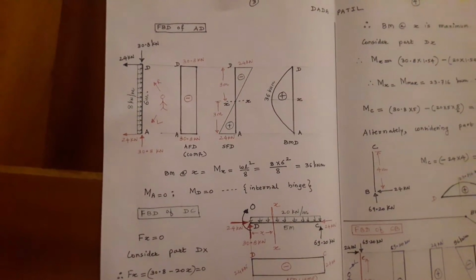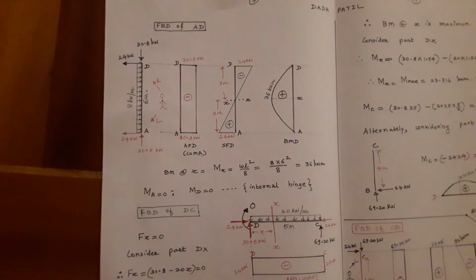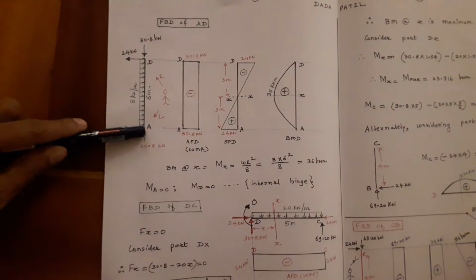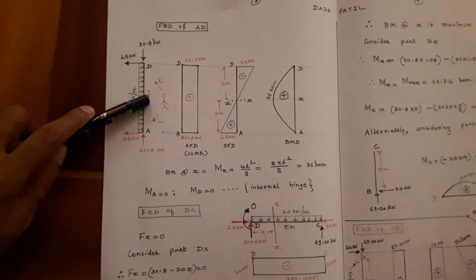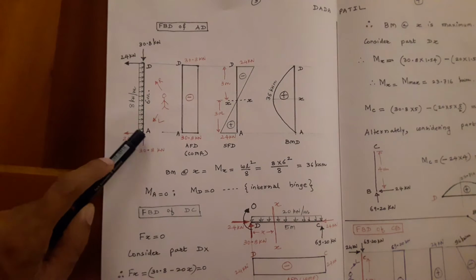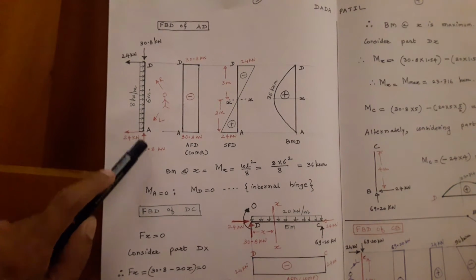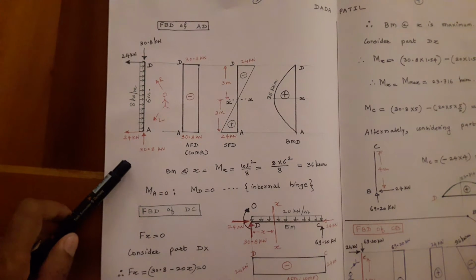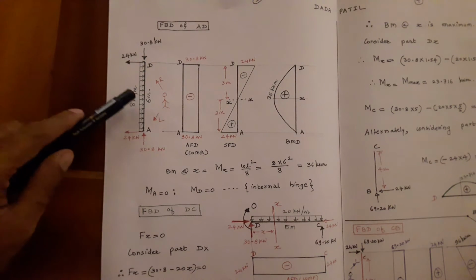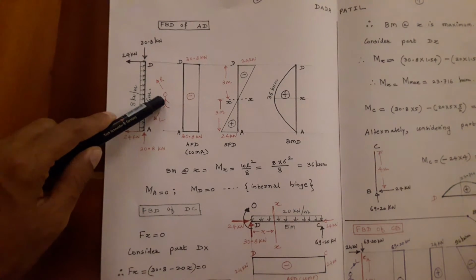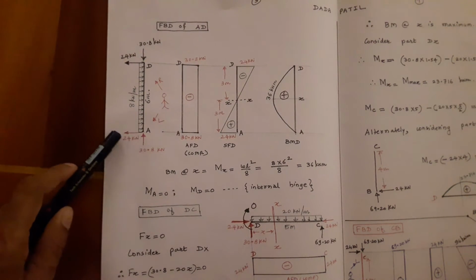Now let us start drawing the free body diagram of part AD. So I have drawn AD separately. I have shown 8 kN per meter acting for 6 meter. Here it is 24 kN, that is HA, whereas VA is 30.8 kN. Now again, if I see this, 8 into 6 is 48 going from left to right, and here it is 24.